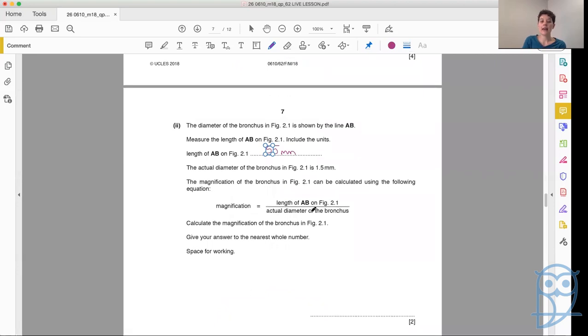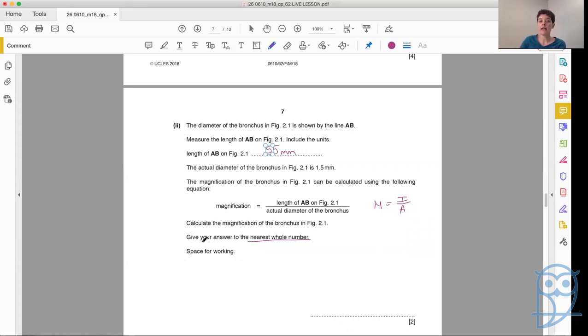The actual diameter of the bronchus in Figure 2.1 is 1.5 millimeters. Magnification of the bronchus in Figure 2.1 can be calculated using the following equation. Magnification equals length of AB on Figure 2.1 over actual diameter of the bronchus. Yep. Magnification equals image over actual. We're happy with that. Calculate the magnification of the bronchus in Figure 2.1, give your answer to the nearest whole number, and then they give us space for working.